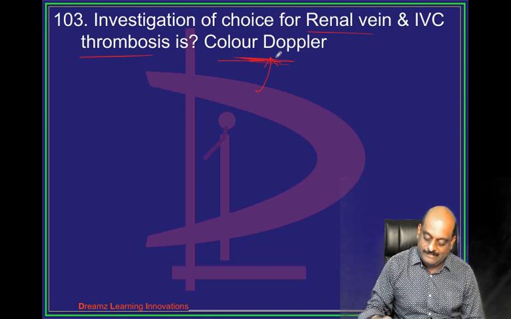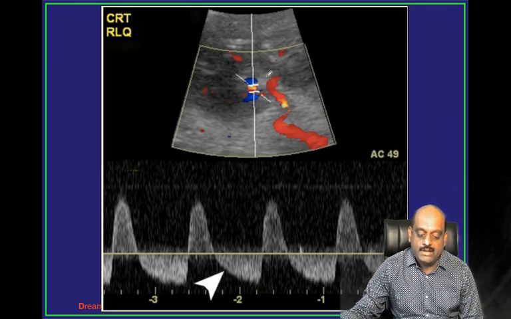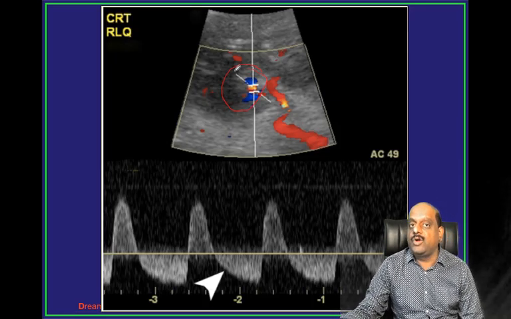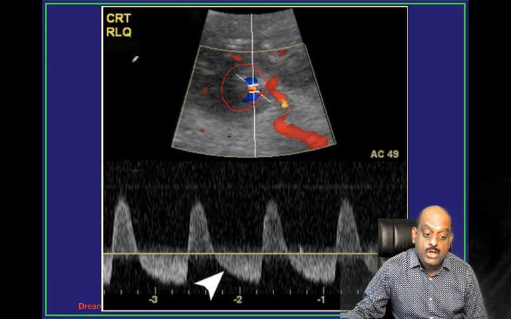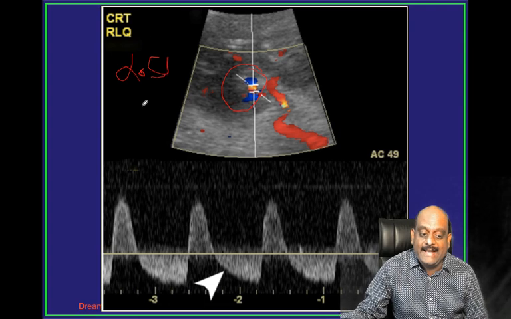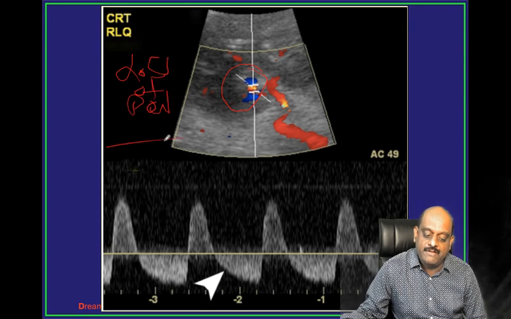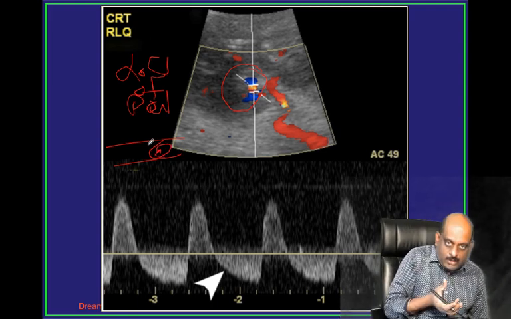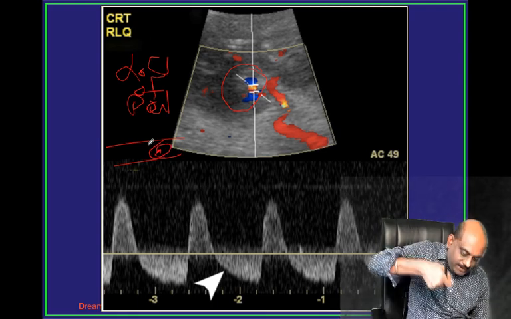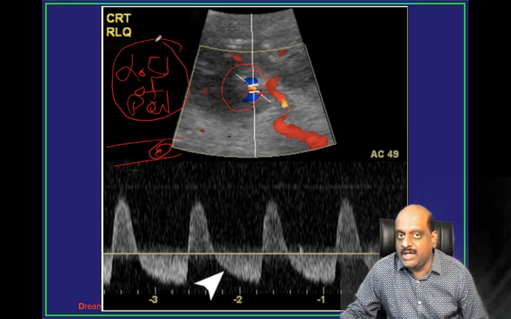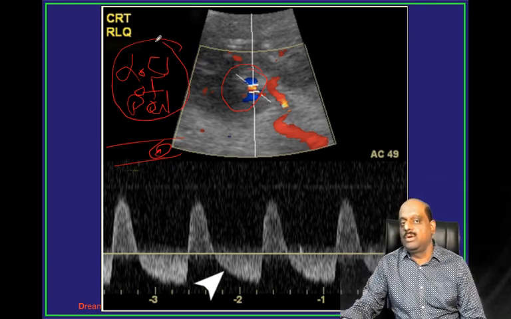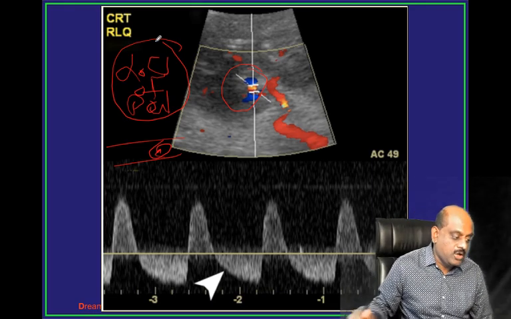Color Doppler. So doctor, this is the typical color Doppler. What do you see in color Doppler? Loss of pulsatility. If there is a thrombus in the vein, proximal to that, if you press and then do the Doppler, loss of pulsatility is the feature suggestive of the presence of a clot, doctor.